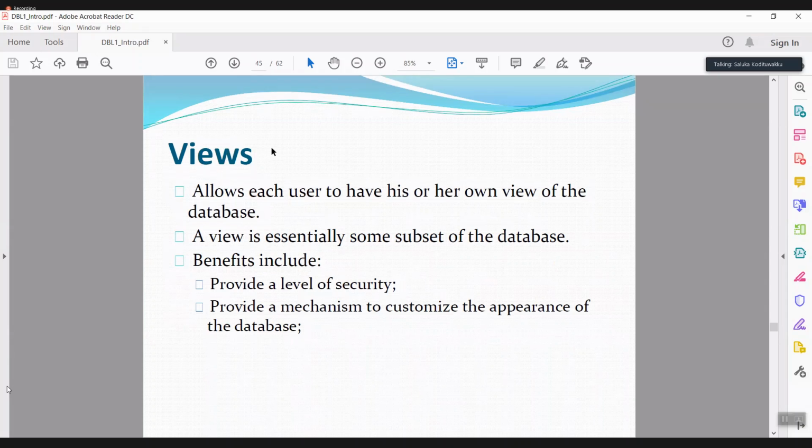And then the advantage of these views is that they provide a kind of level of security, because then the user accesses only what he or she needs or is interested in. Others are not touched or accessed. In addition to that, it will provide a kind of customization of the appearance or the view of the database. Though there are thousands of entities within the database, if one particular user is interested in only 2 entities, then he or she accesses only those 2 entities and does not do anything with respect to the rest of the things.